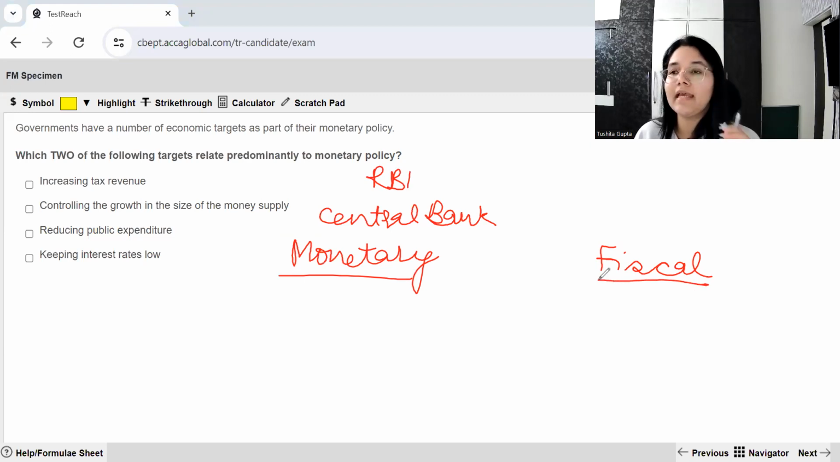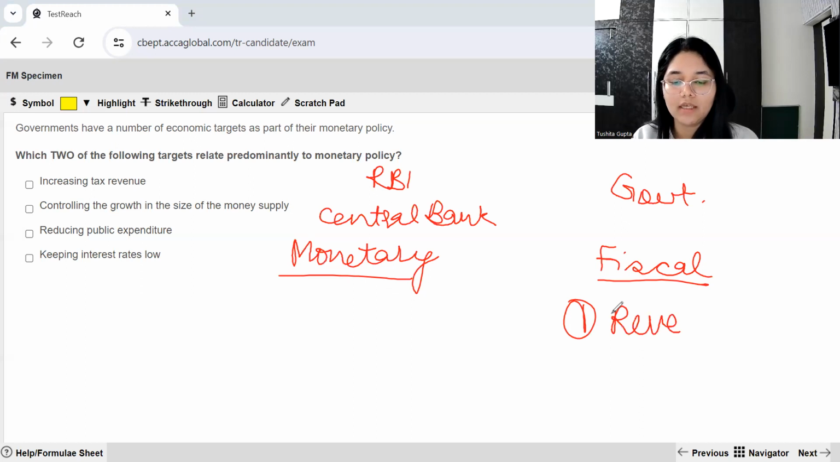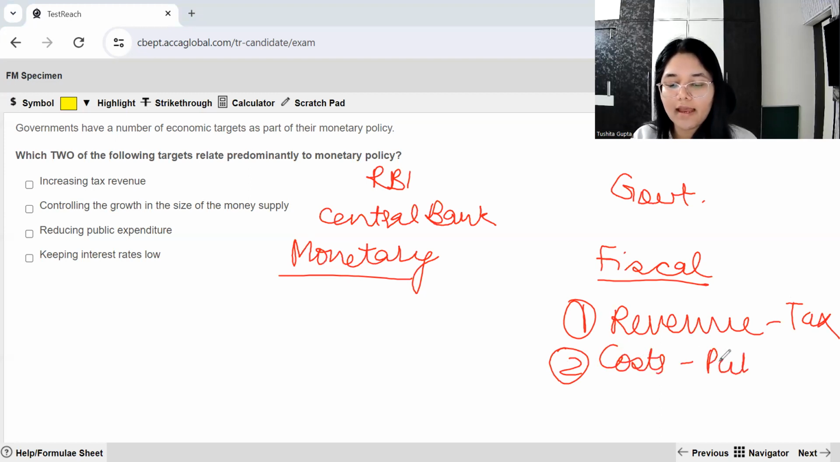And the fiscal policy is the policy which is set by the government themselves. So the ruling government is going to be setting the fiscal policy. What the government basically has with them is the revenues as well as the taxation. They have control on these two things. So the government revenue, which comes in the form of taxation, and the second thing, the cost that they incur, which is in the form of public expenditure. So these are the two things that the government has control over.